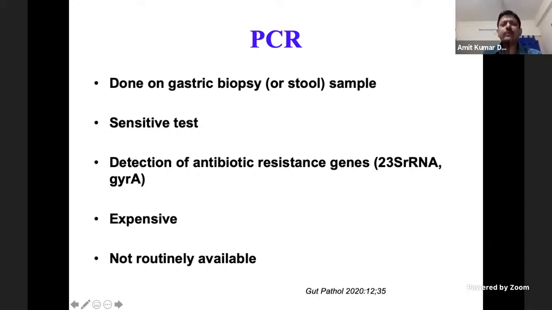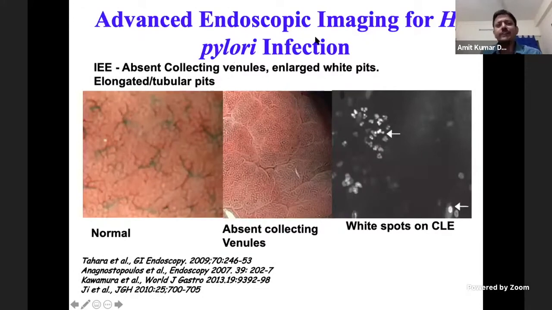And just one quick word about the newer advanced endoscopic imaging techniques. Nowadays we have this advanced imaging where you can look at the mucosa in a lot of detail. So now there are features which are suggestive of H. pylori infection. For example, on narrowband imaging, if you look at the stomach, normally you see these collecting venules, which are these dark brown structures. But in H. pylori, this disappears, as you see in this picture.